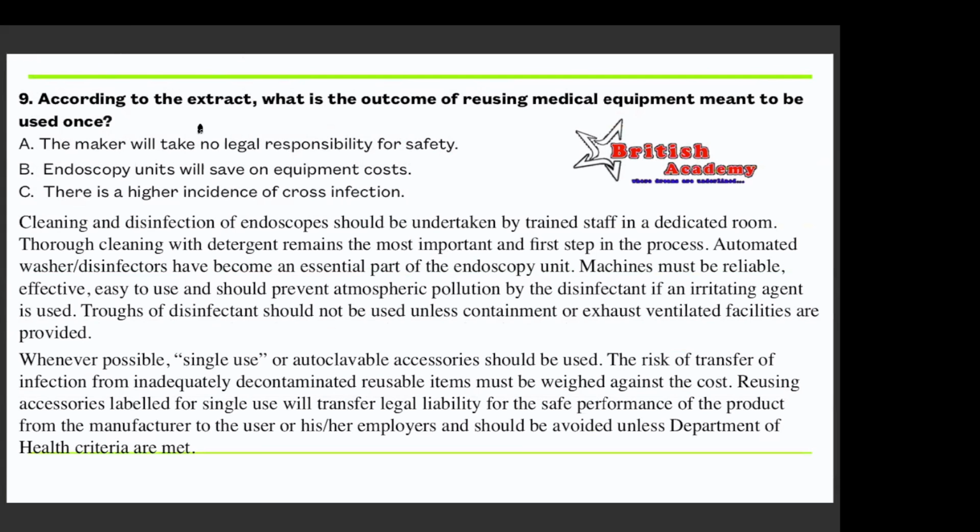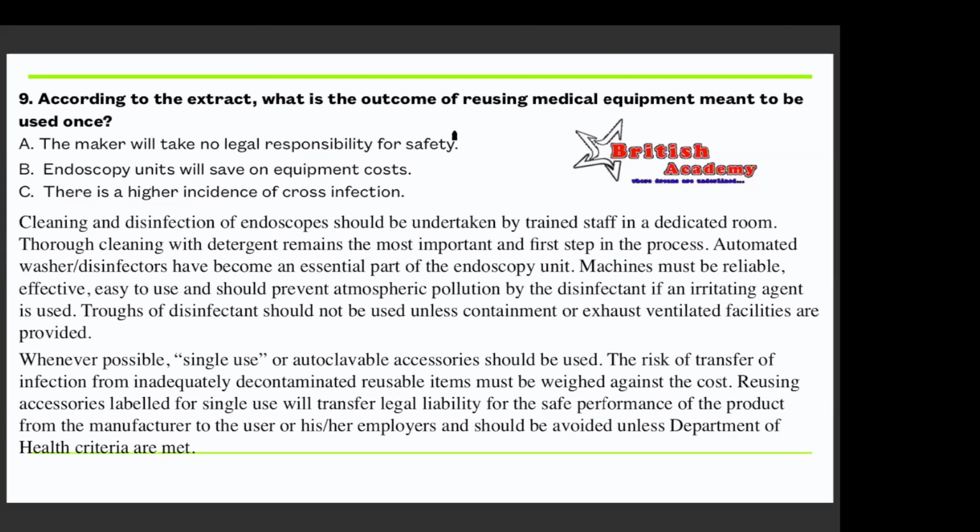The question says, according to the extract, answer for this one, guys. Rameshri, you wrote the answer B. That is wrong. The right answer is A. If you want, you can go through the video once this live lesson is over and check for it. The right answer is A.